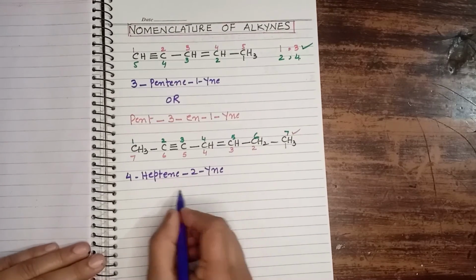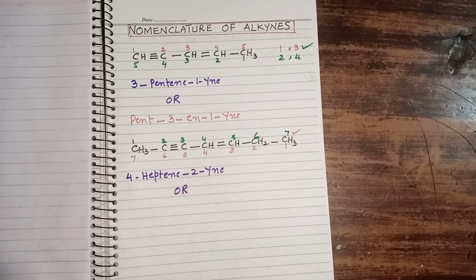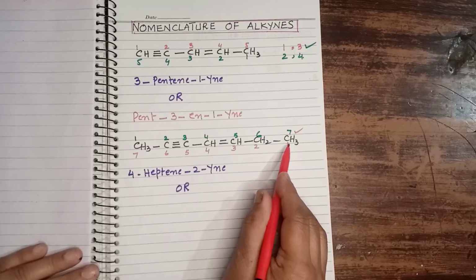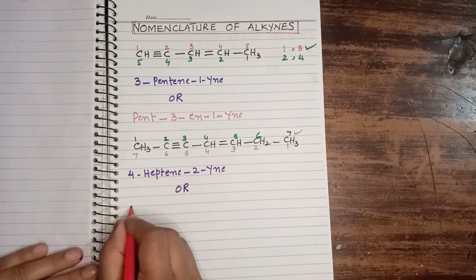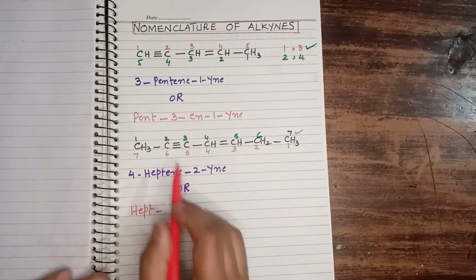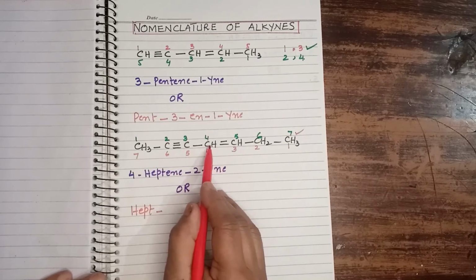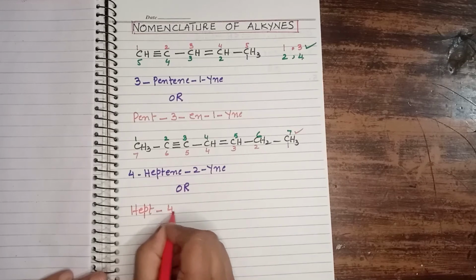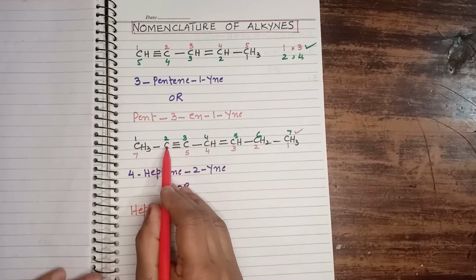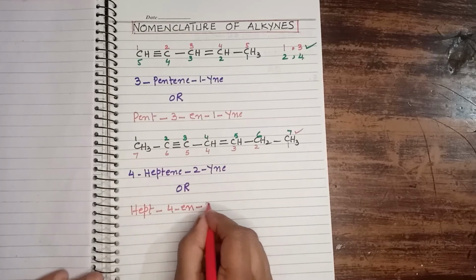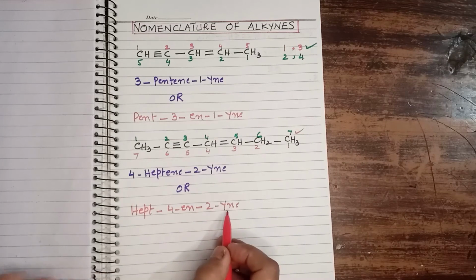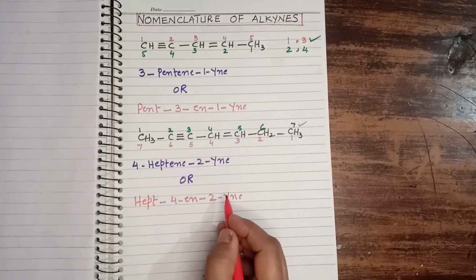Now the second way by which we can assign IUPAC name to this molecule. First of all, we write the alk part of the molecule. In the alk part, we have 7 carbon atoms, so it is hept. Hept means 7. The position of double bond is 4. Hept 4N hyphen, and triple bond is present between carbon number 2 and 3, so we write 2-ine. Hept 4N 2-ine. I hope you got the concept.